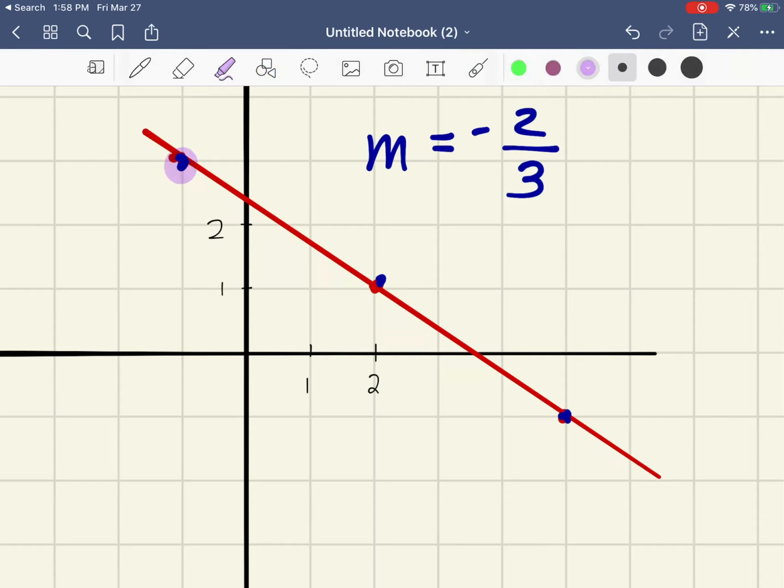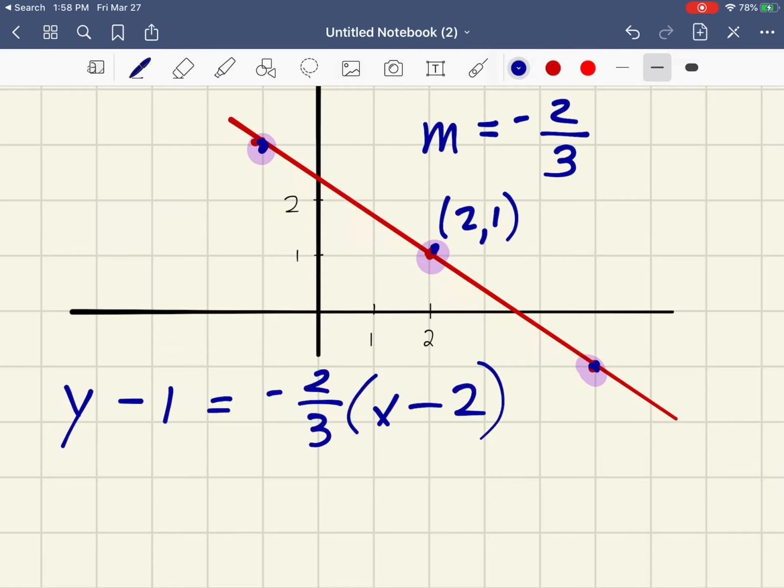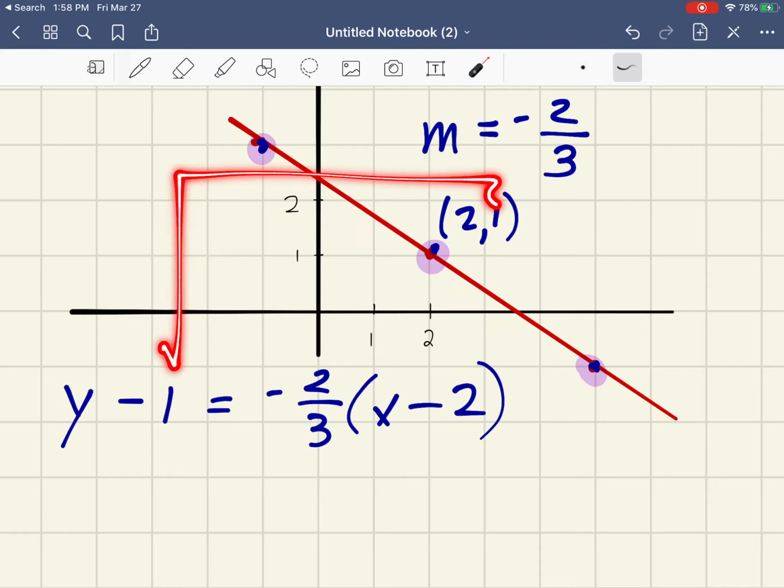And just like the previous problem, I can use any of those 3 points, it doesn't matter which one, to come up with the equation. I'm going to choose the point 2, 1 to write my equation. Again, the x1 value becomes 2, the y1 value becomes 1, and my equation is y minus 1 equals negative 2/3 parentheses x.